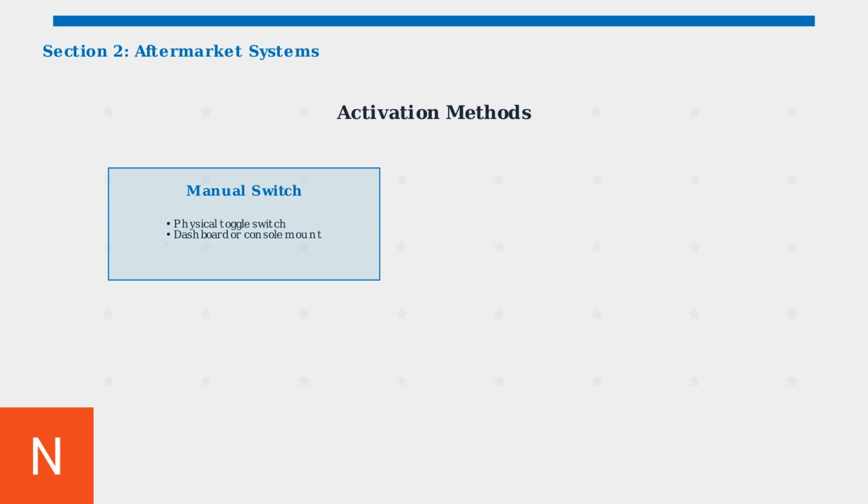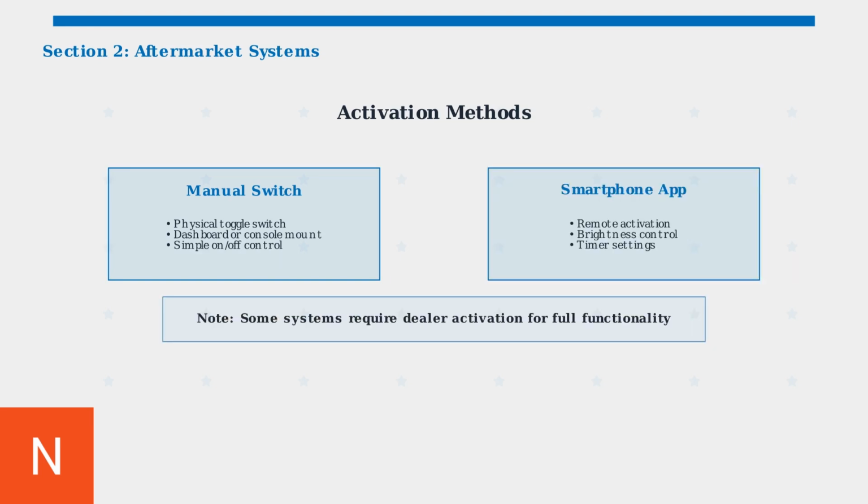Aftermarket systems offer various activation methods depending on the specific kit installed. Some use a simple manual switch, while more advanced systems provide smartphone app control for remote activation and customization.